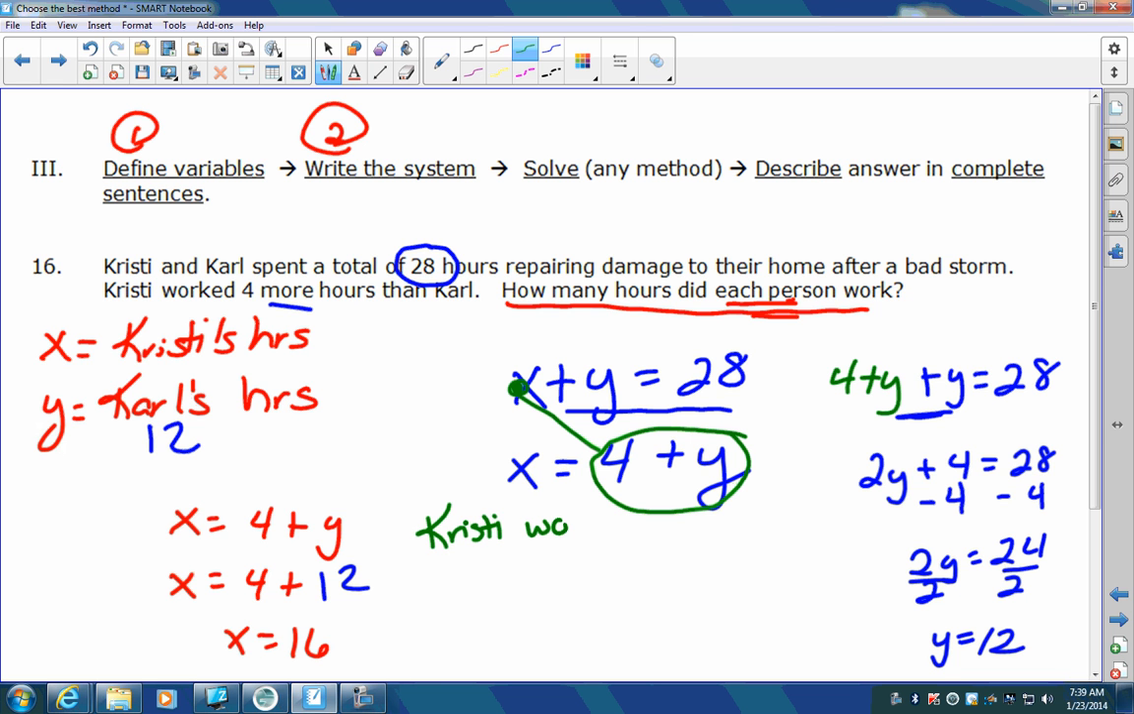Christy worked 16 hours and Carl worked, this is why I said write on a separate sheet of paper, 12 hours.